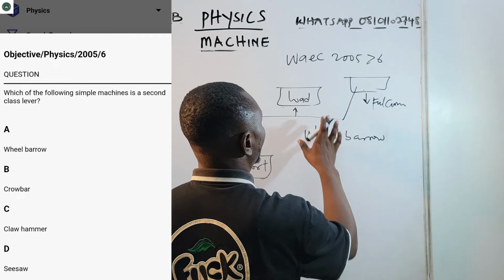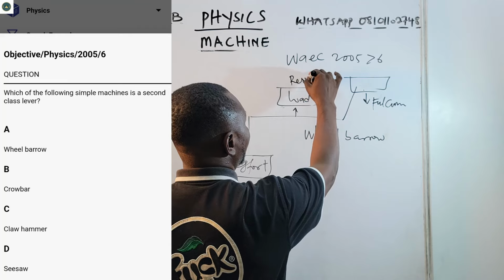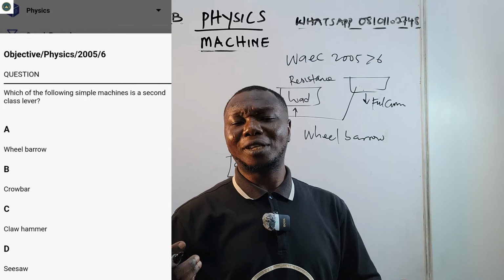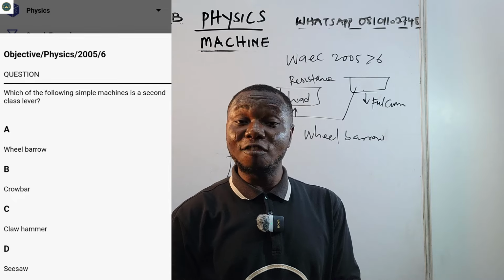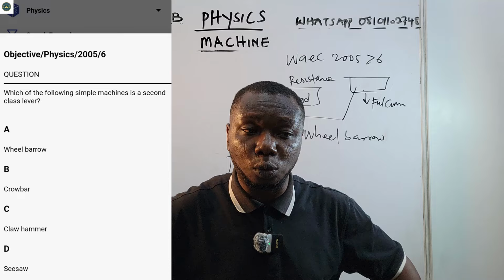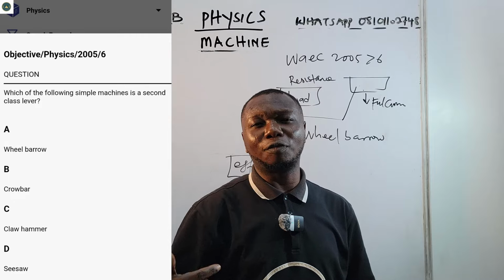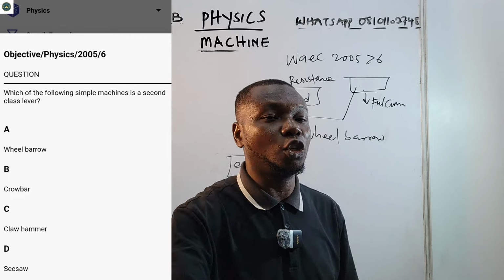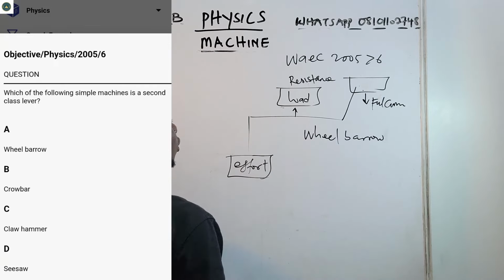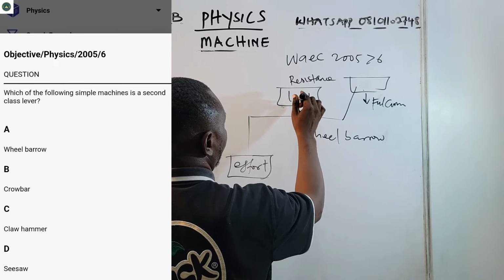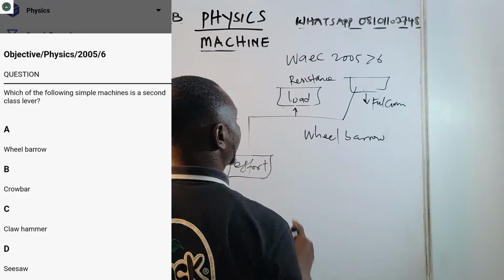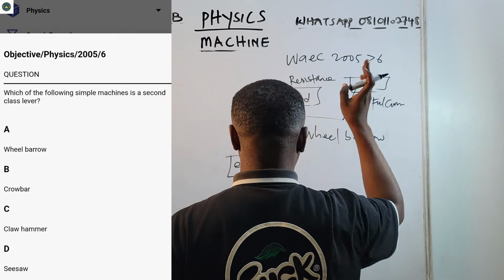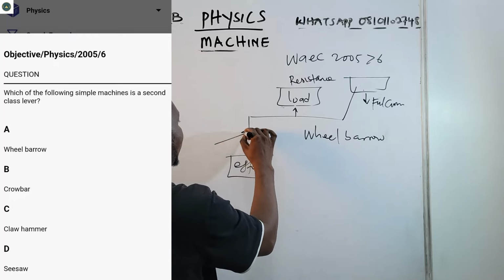So you have your load here. There's a resistance here. Why are we saying resistance? For example, if you have much load on that wheelbarrow and you try to push it, because of the much load in that wheelbarrow, it is so difficult for you to move. So it's resisting your movement. That's why we refer to the load as the resistance. So this is load, which is resistance. Now we have the fulcrum. The fulcrum is where you have the tire, the wheel. Then the effort, here you have the handle.